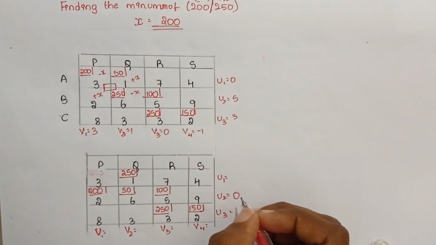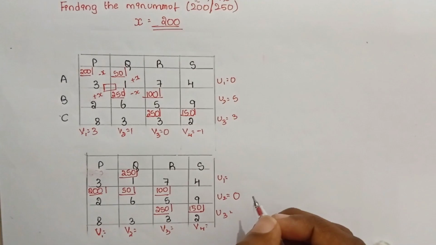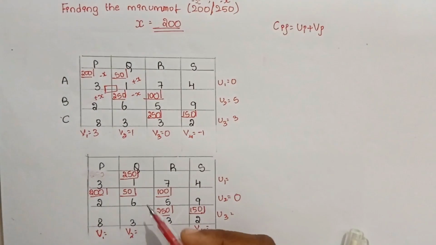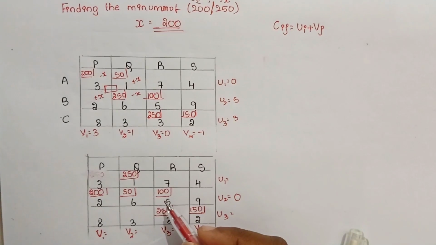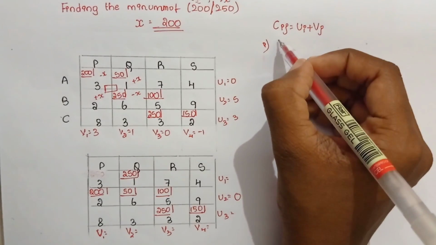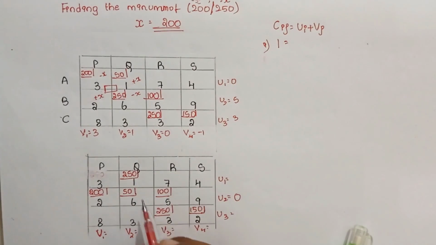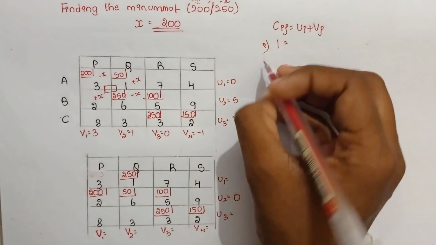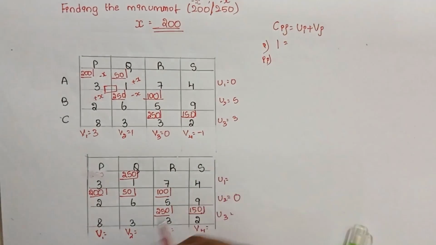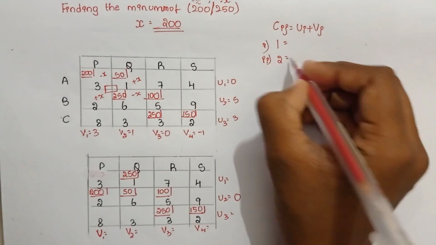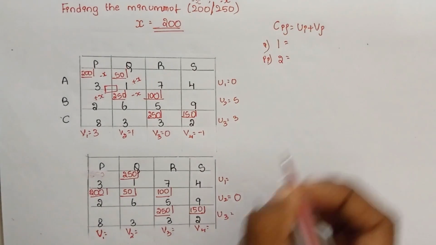Okay, so you have to again use the formula, that is Cij equals ui plus vj. That Cij formula is used just for the occupied cells. In the first row, the first occupied cell is 1, so the Cij value is 1. Here we don't know the values of u and v, so let me keep that as it is. Let me calculate the second row occupied cells. In the second row, the first occupied cell is 2, so the Cij value is 2. 2 is equal to, so the u value for this 2 is 0.